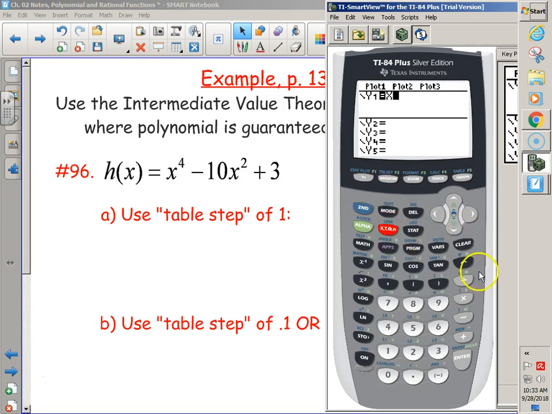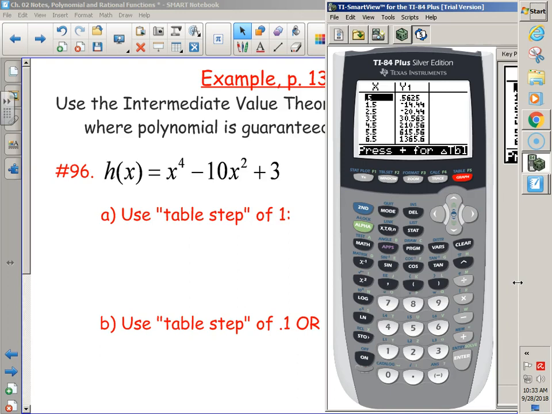We have x to the 4th minus 10x squared plus 3. It got deleted or disappeared or something. We have our table set up going by ones.